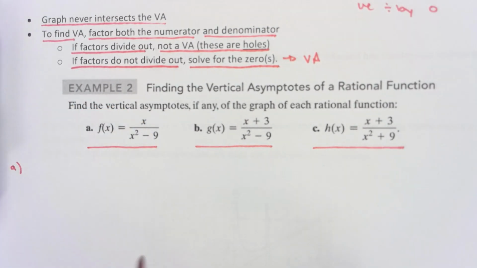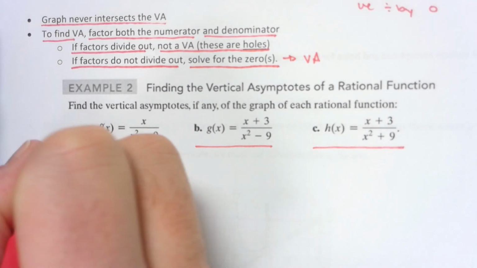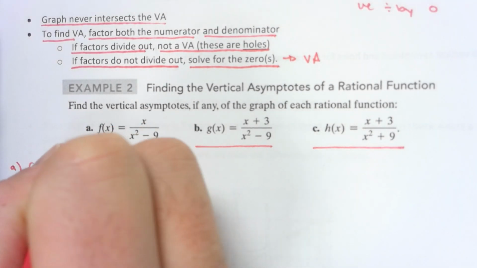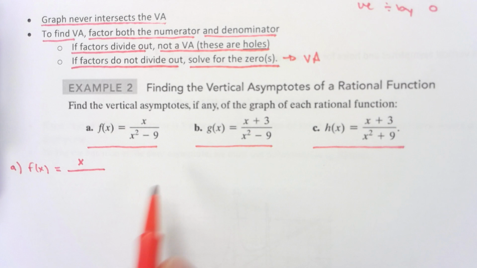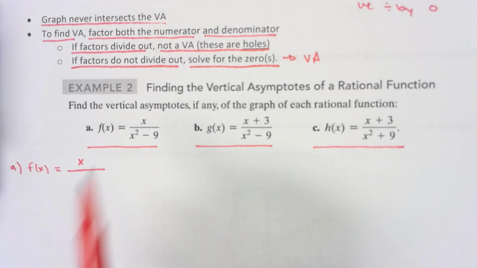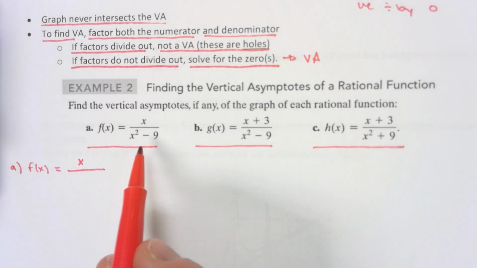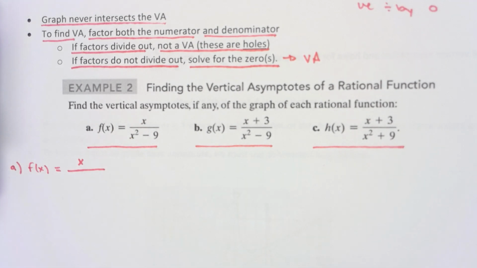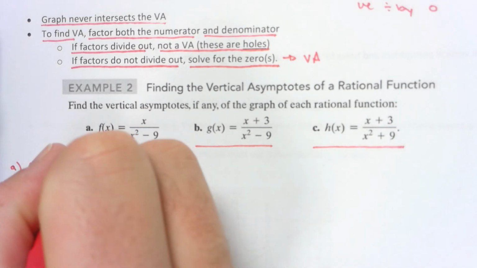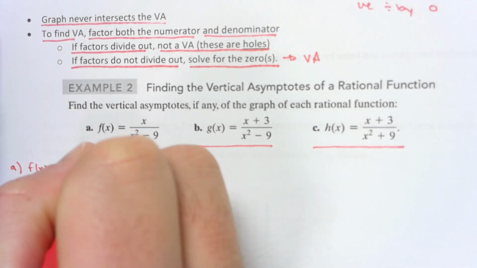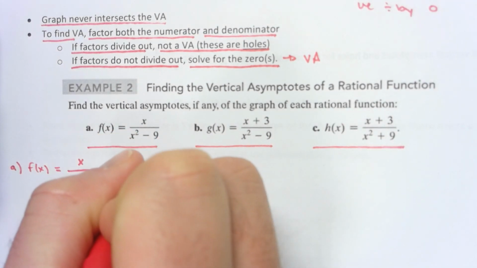So for f of x in part A, the numerator of x doesn't factor any further. The denominator, well, that actually showed up in our warm-up, x squared minus 9. We could find the values that make that equal to 0 by setting it equal to 0 and taking square roots. This actually also factors, right? Two numbers that multiply to negative 9 and add to 0 are 3 and negative 3. So this factors to x minus 3 and x plus 3.